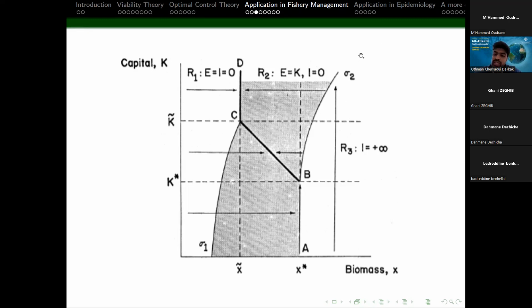By reaching this curve sigma 2, you're going to change your policy from E equals infinity to the R2 activity, and then you will slowly follow sigma 2 until you reach the point B, and then you will go here to the middle, because everything will push you this way. So you go into the middle between C and B, and everything will be pushing you to stay in the middle. So here they found that these control policies make you win money and also save a lot of fishing stock.